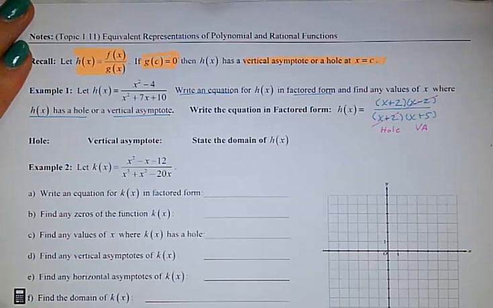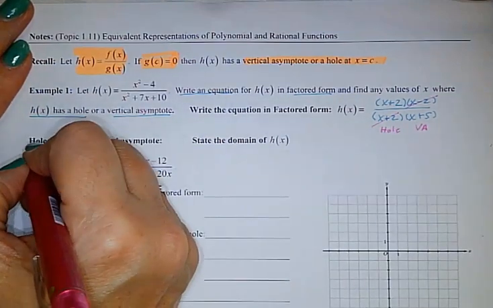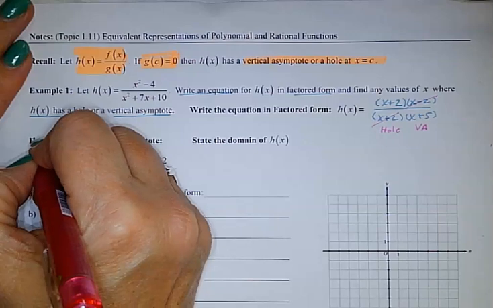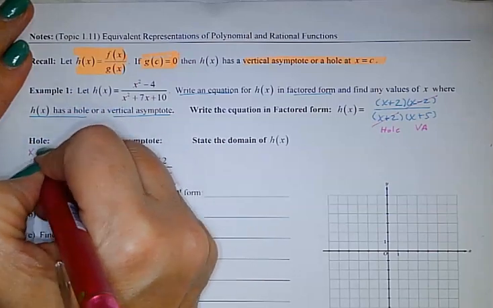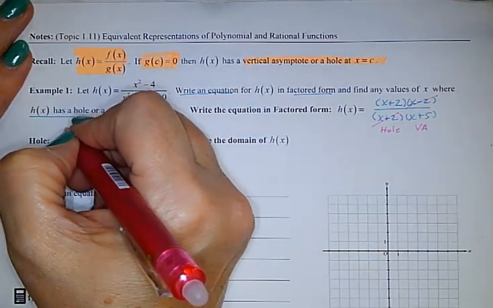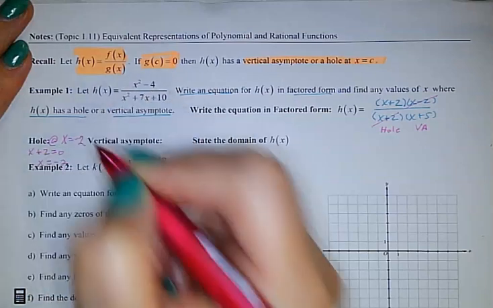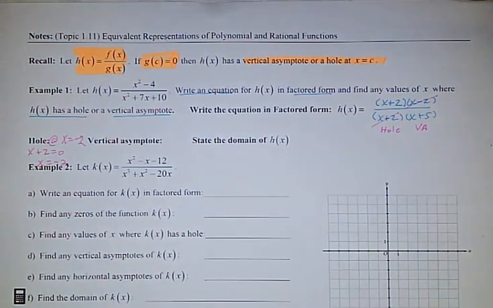So if I have a hole at a common factor, so that means I'm going to take x minus 2 equal to 0, and I'm going to find that x is going to equal 2. So at this point, there is a hole at x equals 2. But that is the x value of the hole.